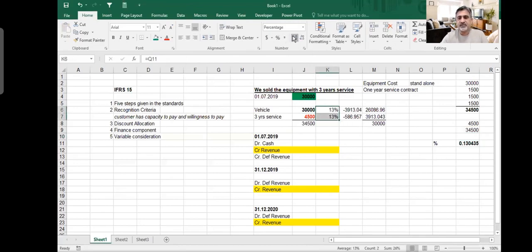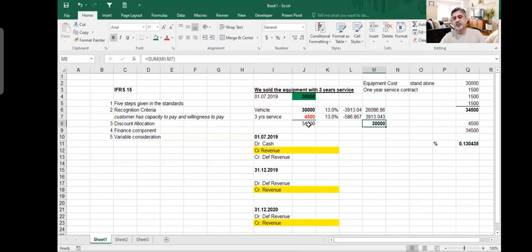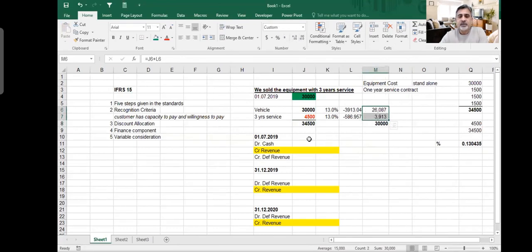Now if you see, I just made cell references. So now it is exactly 30,000. So you closed a 34,500 deal at 30,000. Within 30,000, the revenue allocated to the vehicle is 26,087 and to the service is 3,913. Now I would say that I received all of that cash, 30,000. Out of that, the vehicle revenue should go to 26,087 and the service revenue should be 3,913 as my liability in the beginning.